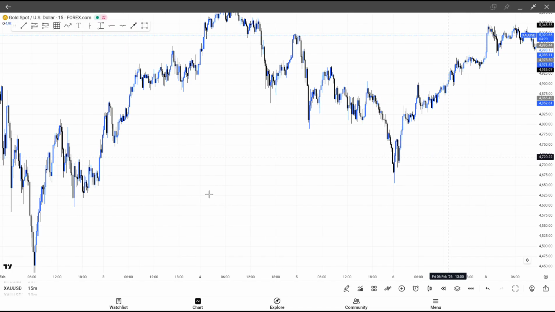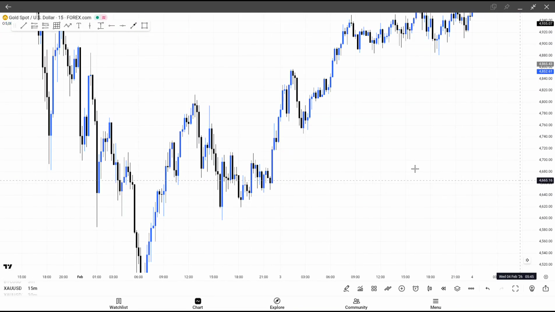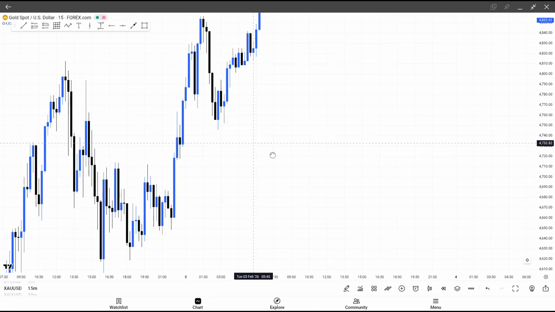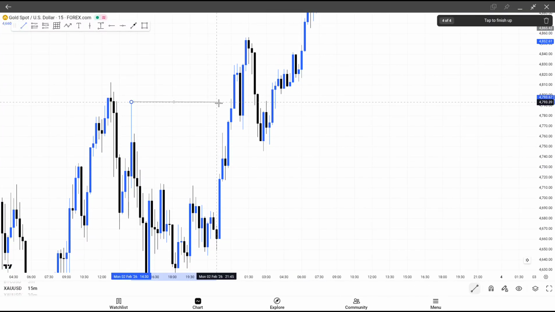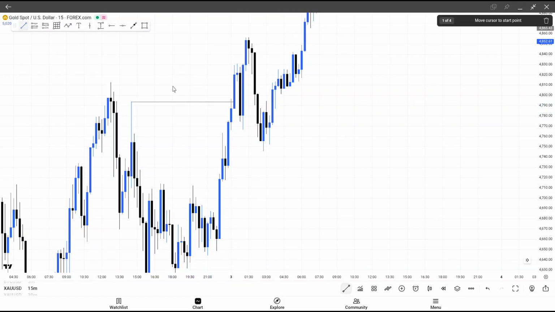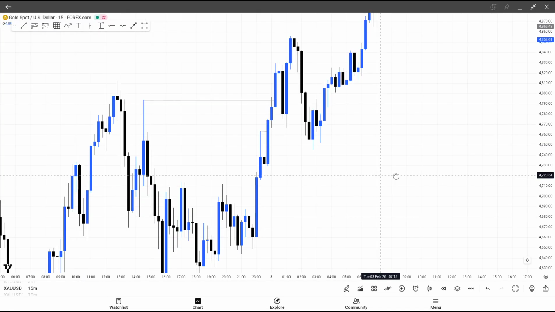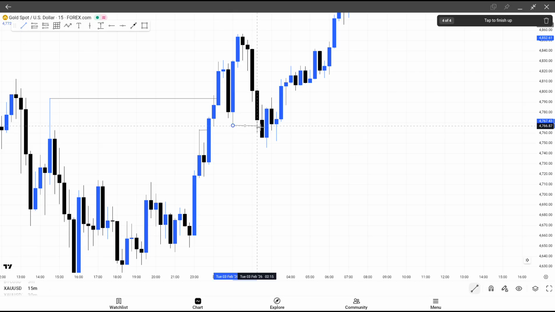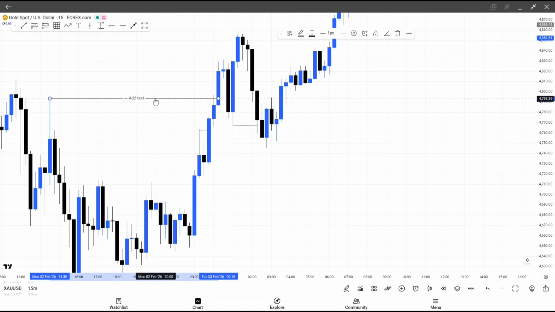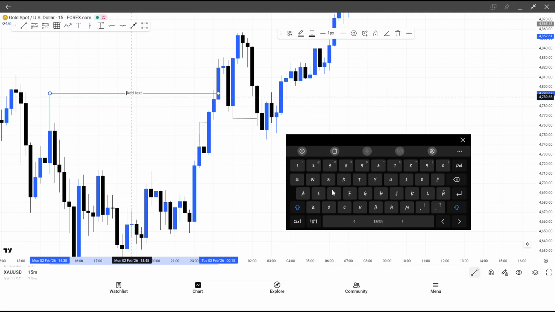For example, let us come here. Okay, guys, this is a break of a structure. So this one is also a break of a structure. So we have a double break of a structure. We have the inducement here. Okay, this is a double break of a structure.